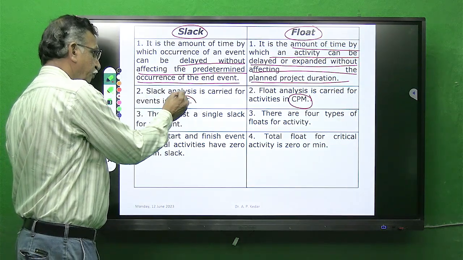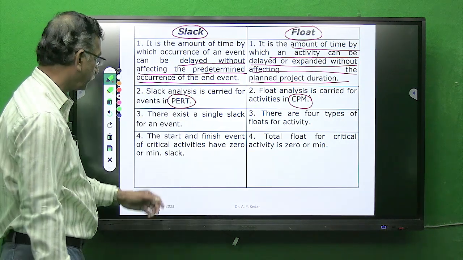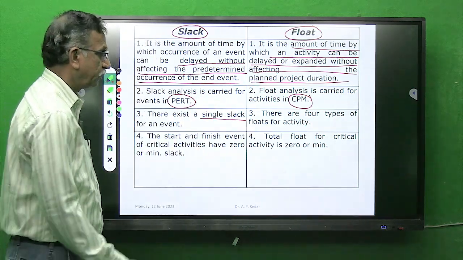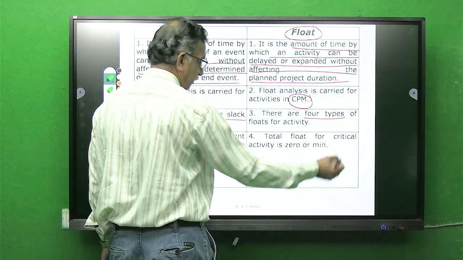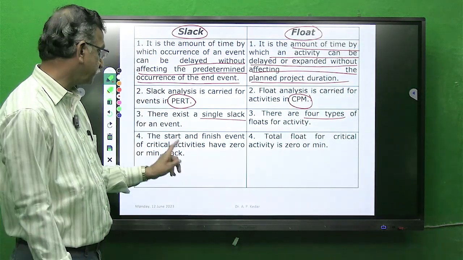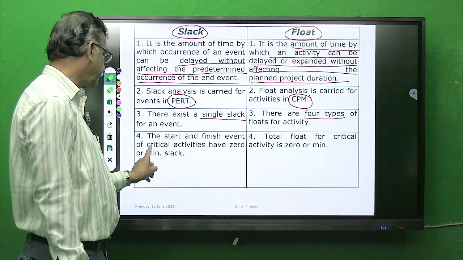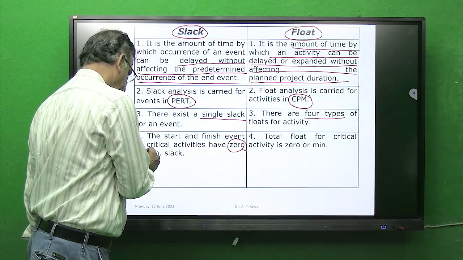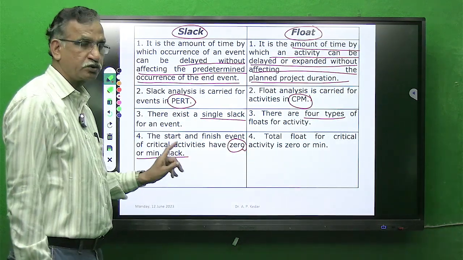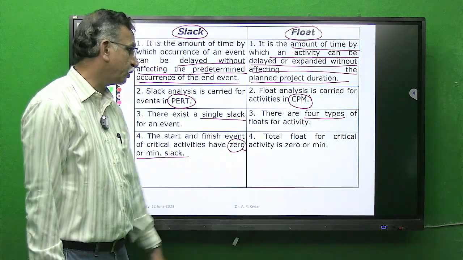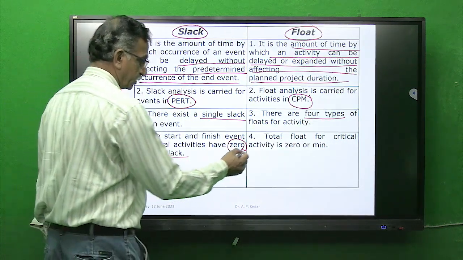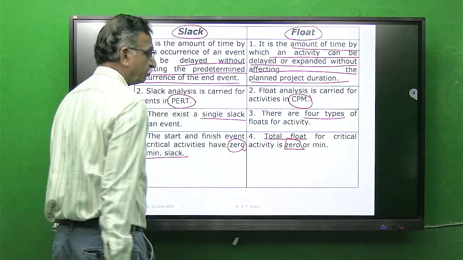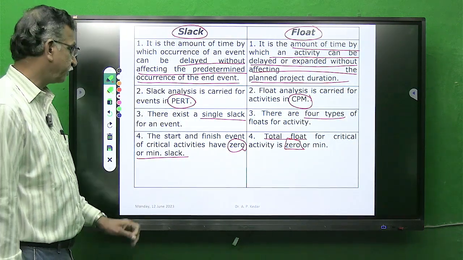Slack analysis in PERT was explained. Does a single slack exist? Yes, only one slack, whereas there are 4 types of floats, and I have also named the 4 types. Start and finish of events of critical activities have 0 or minimum slack. Slack for the critical path is 0, whereas total float for a critical activity is 0. This is very important. Total float for a critical activity is 0. This we will see through an example.